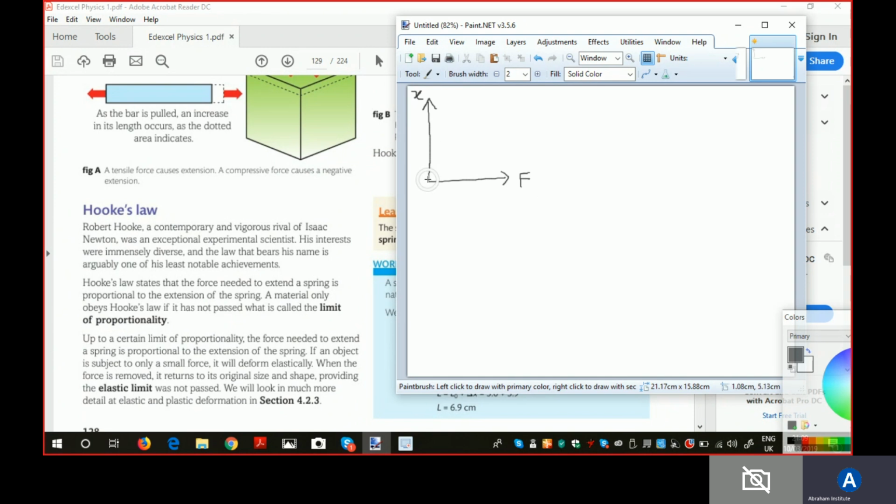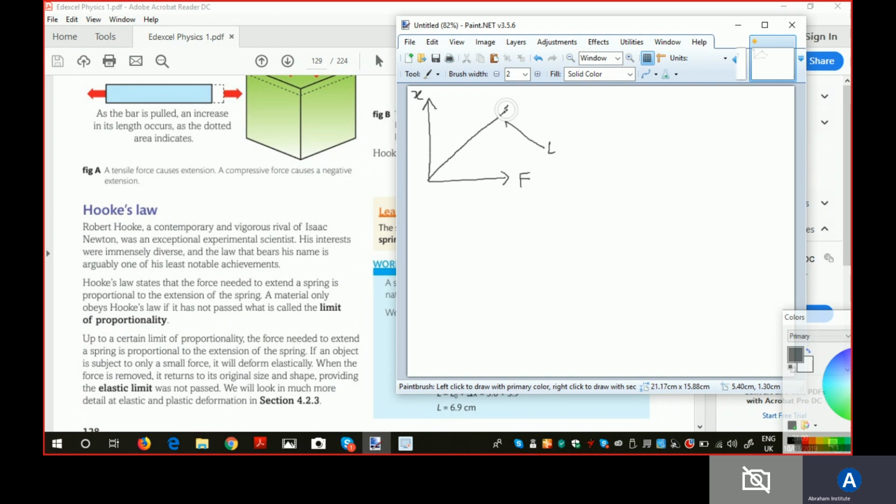All right, let's have a look at this. We will get a straight line up to a certain point only. That point is called the limit of proportionality. I will call it L, limit of proportionality. Once this is exceeded, the curve will no longer be a straight line. It will curve that way, meaning for a small force you get a little bit larger extension. So the graph will curve in that direction.